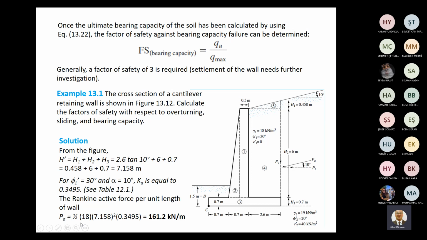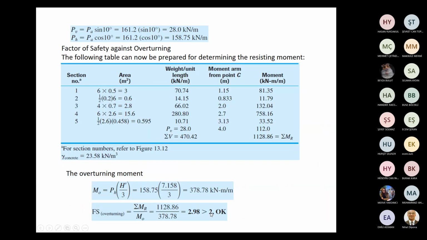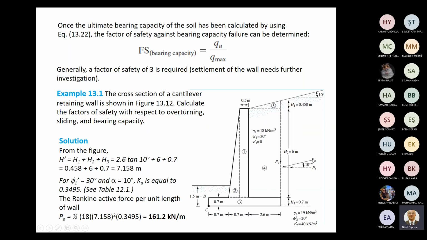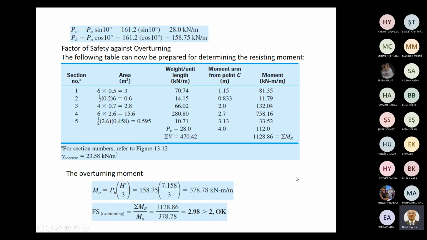PA is the area of triangle, and it will be equal to 161.2 kilonewton per meter. Per meter comes from the 1 meter length, unit length. We need to divide into vertical and horizontal components, P sub V and P sub H, just multiplying sine and cosine of this angle.